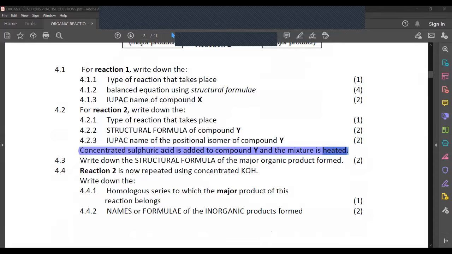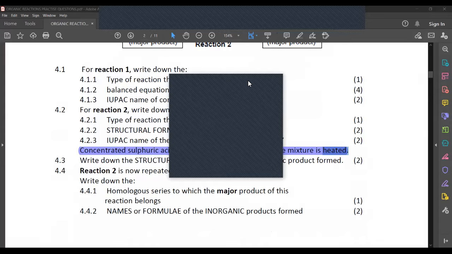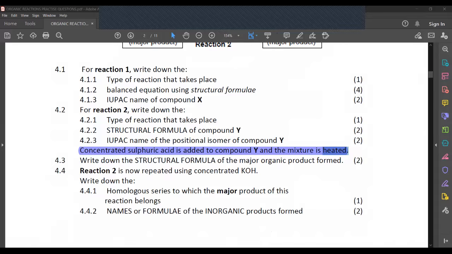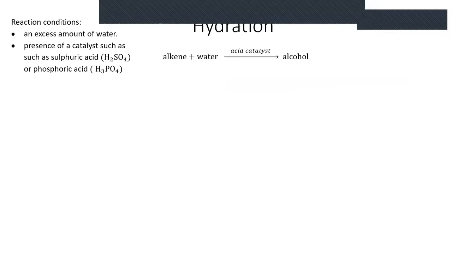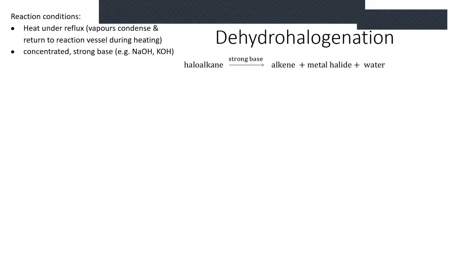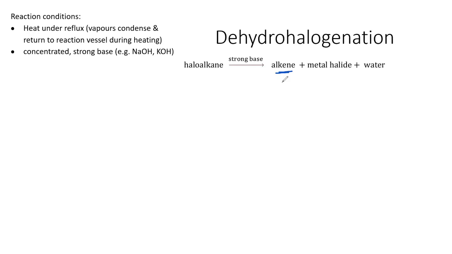4.4.1, alkene. 4.4.2, names or formulas of the inorganic product formed. Names or formulas of the inorganic product formed. Now, I like this, inorganic product formed. Now, let me take it back to a previous screen. Where is that? Dehydrohalogenation. Okay, follow my lead. Look at this. I explained under dehydrohalogenation that you form an alkene, which is what we answered on 4.4.1, and then a metal halide and water.